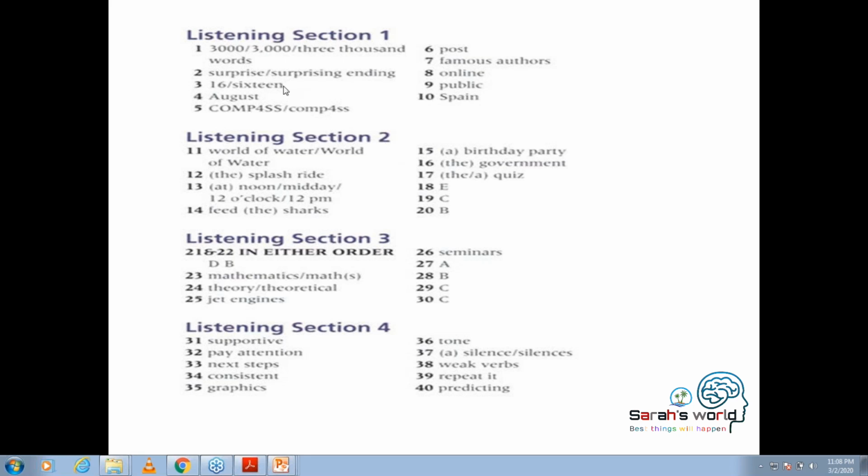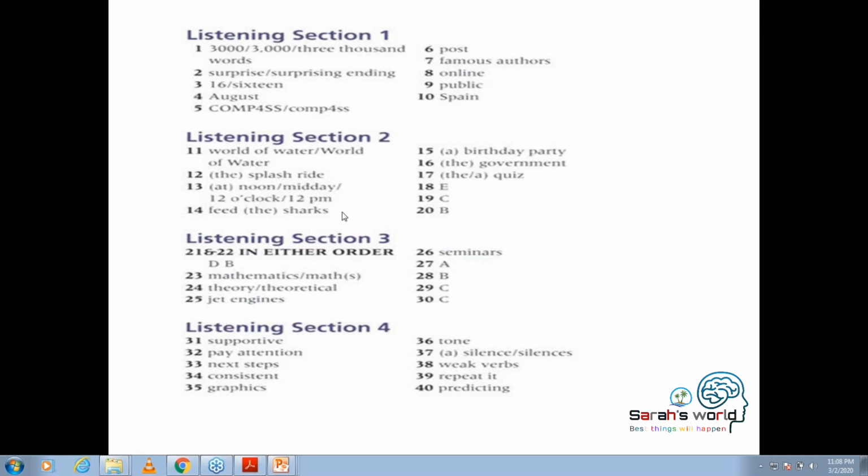First one is 3000 words. Second one is surprise or surprise ending. Third one is 16 or 16. Fourth one is August. Fifth one is COMP 4SS. Sixth one is post. Seventh one is famous authors. Eighth one is online. Ninth one is public. 10th one is Spain. 11th one is World of Water. 12th one is Splash Ride.